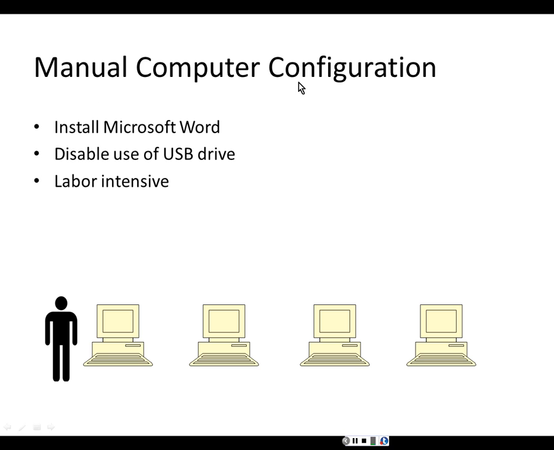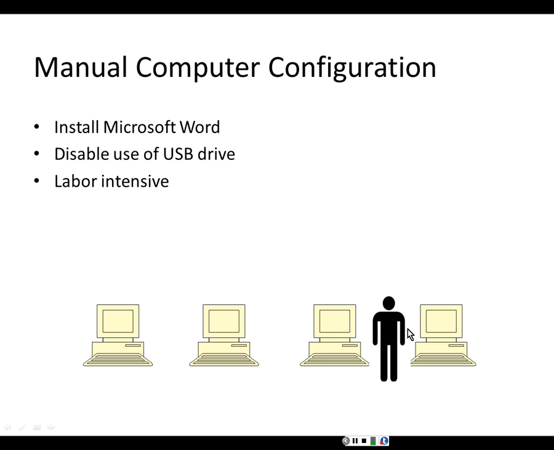Manual computer configuration means you have to walk up to each individual computer to configure it. So if you wanted to install Microsoft Word and disable the use of USB drives on every computer in the organization, you would have to go up to the first computer and install Microsoft Word and disable the USB drive. Then you'll have to go to the second computer and install Microsoft Word and disable the USB drive, and go to the third computer, and the fourth computer.